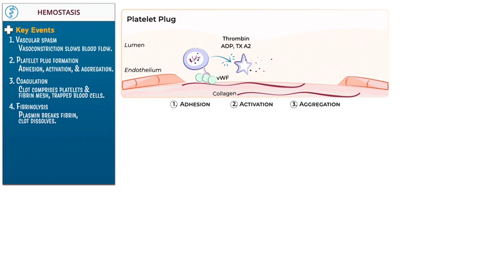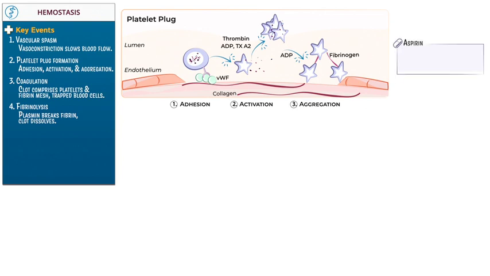Upon activation, platelet proteins, including thrombin, ADP, and thromboxane A2, will promote additional platelet recruitment and activation. As we'll see, thrombin also plays a key role in coagulation. In the next step, aggregation, show that ADP upregulates receptors that bind with fibrinogen, creating bridges between adjacent platelets.